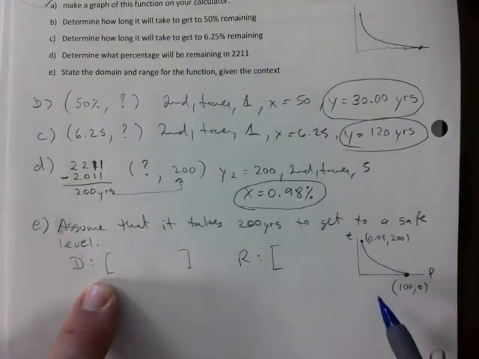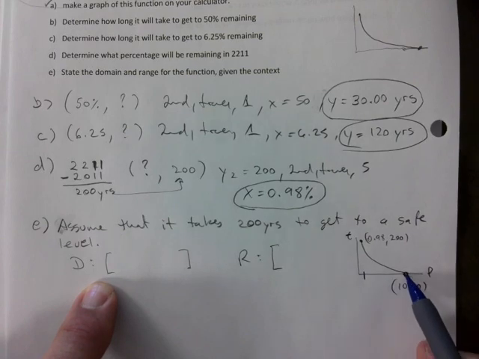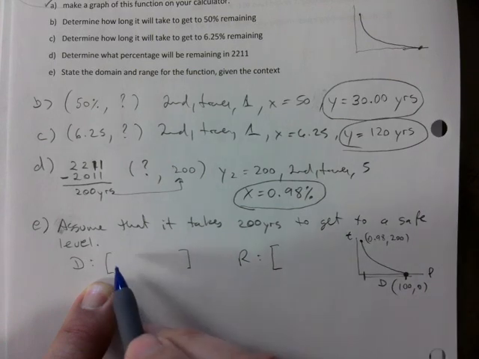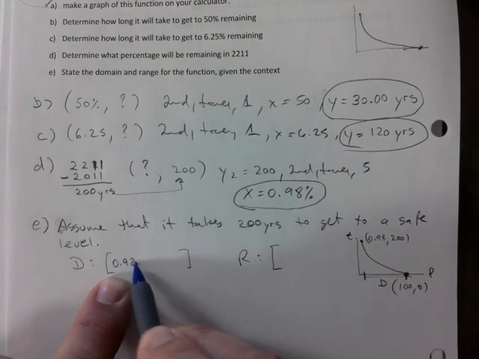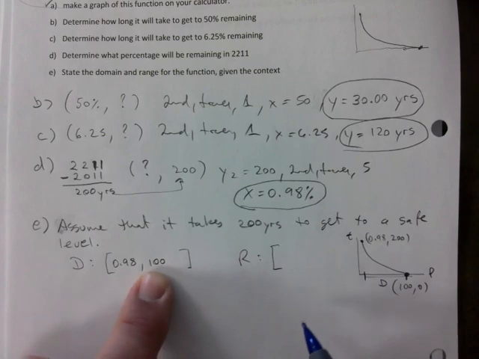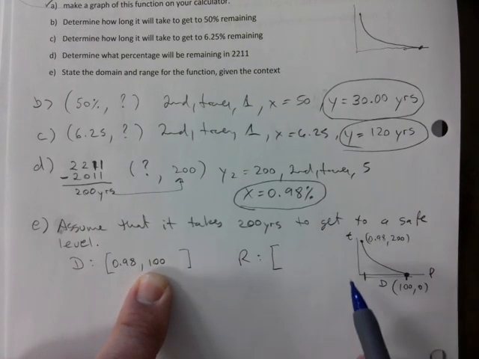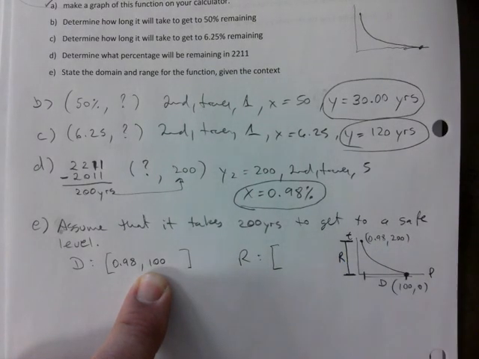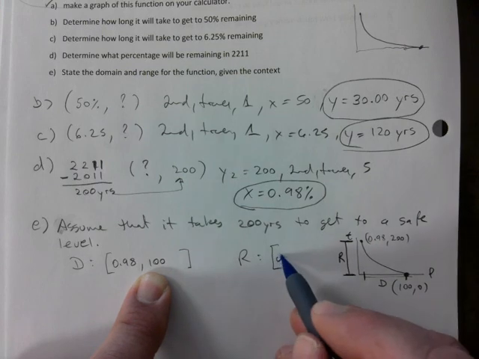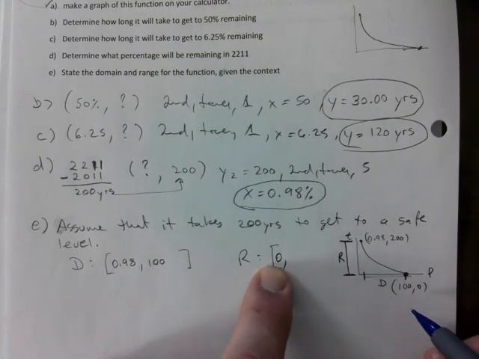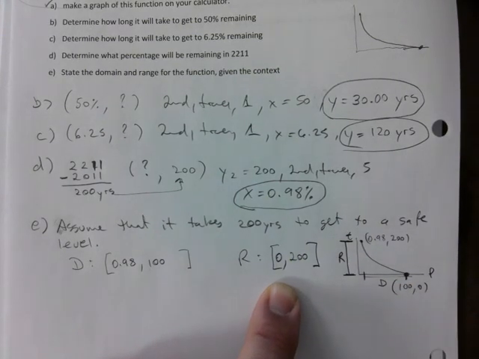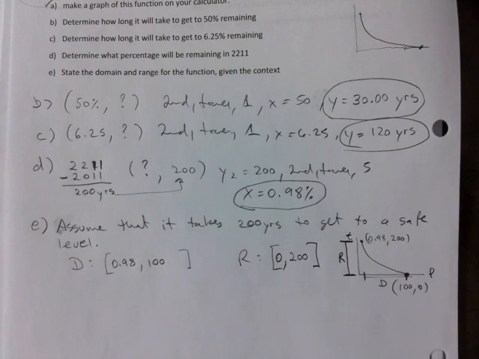So for your domain, it goes from here to here. So you've got to look at this is your domain. So we're going to go from 0.98 to 100%. That's my domain. For my range, I'm going to go as low as 0, and then time kind of stops here. This is my range. So I go from 0 at the very beginning to 200 years. That's my range. So having a little diagram helps.